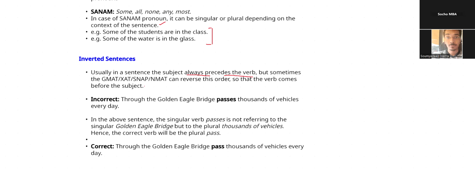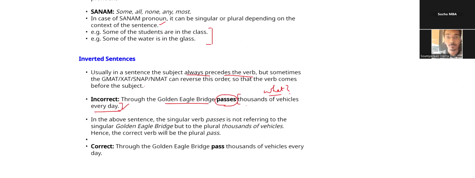Yes or no. Thousands of vehicles every day. हाँ, समझ गया. Through the golden eagle bridge passes thousands of vehicles every day. अच्छा. Right. Here there is "passes". Oh, interesting, right? Why is there "passes"? Why isn't there "pass"? We are talking about thousands of vehicles every day, right? What are passing? Thousands of vehicles every day. So what is the major thing here? To ask what, we would find the subject. What are passing? Thousands of vehicles every day.